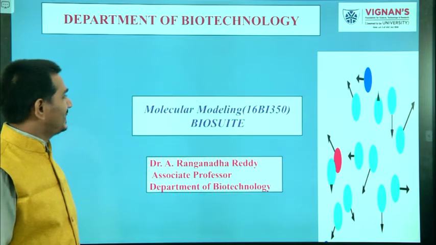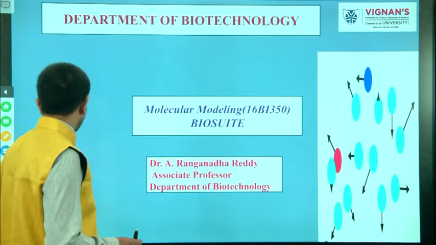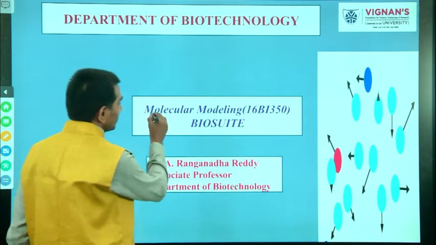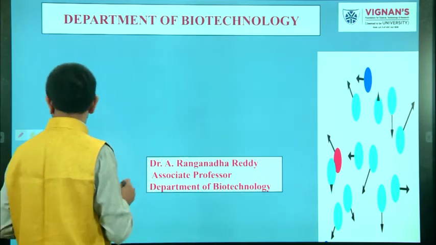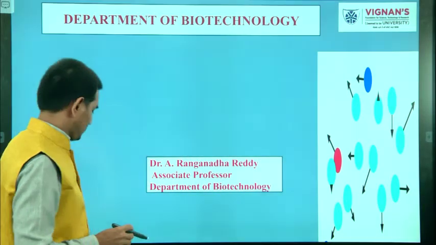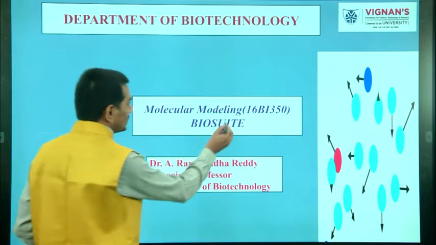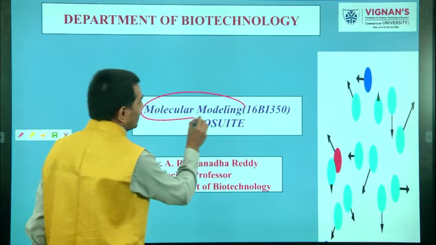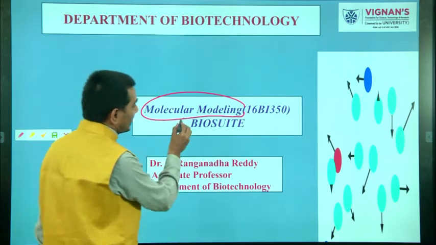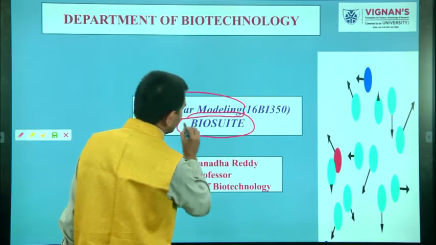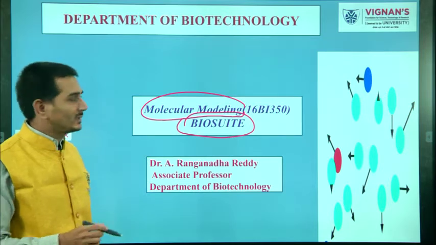So today we'll be discussing the topic of molecular modeling. This is the subject in which the topic of our interest is Biosuite. So let us define molecular modeling.